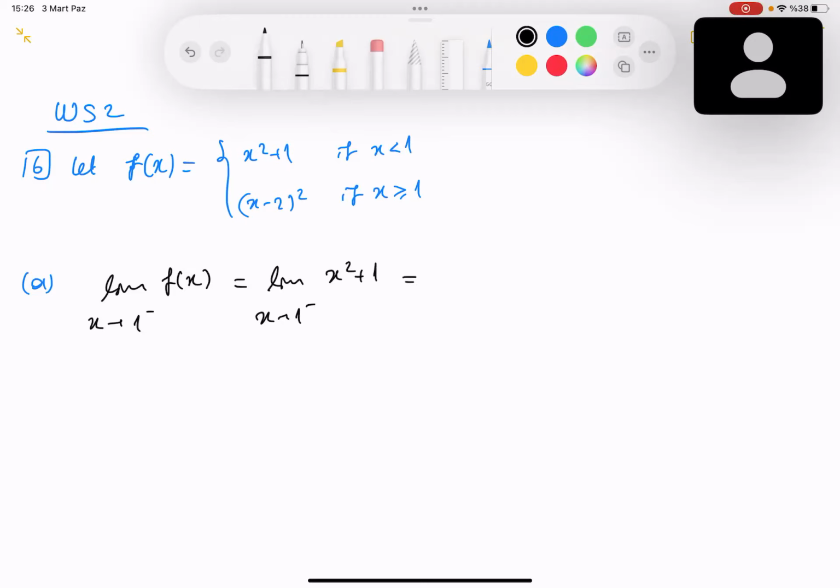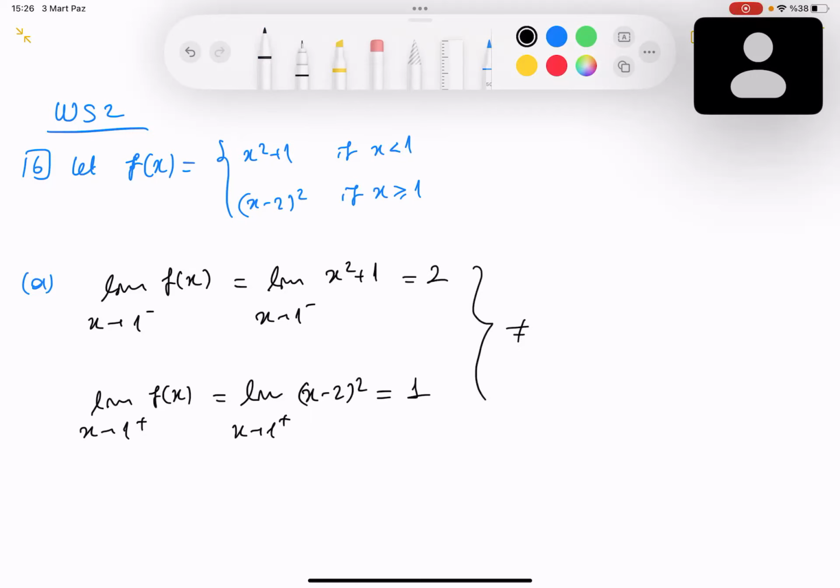So you need to compute the limit of this one. When you plug x equals 1, you will get 2. And we approach 1 from the right. The function is defined by (x minus 2) squared. So you just plug x equals 1 again and you get 1. You see you don't have the equality. The right hand side limit is not equal to the left hand side.